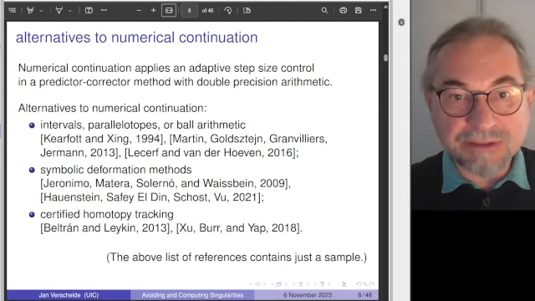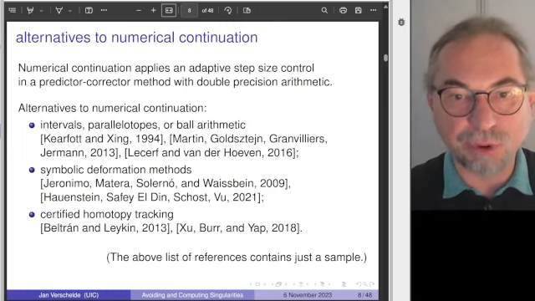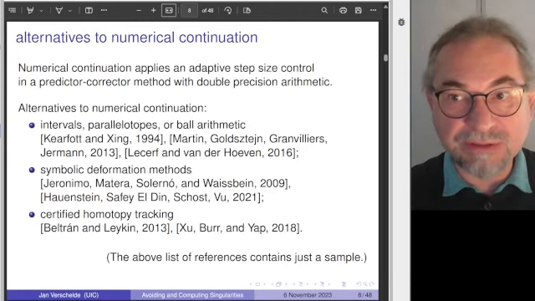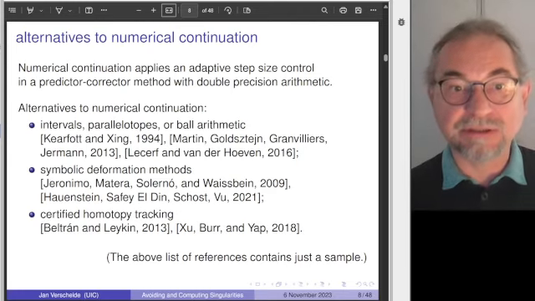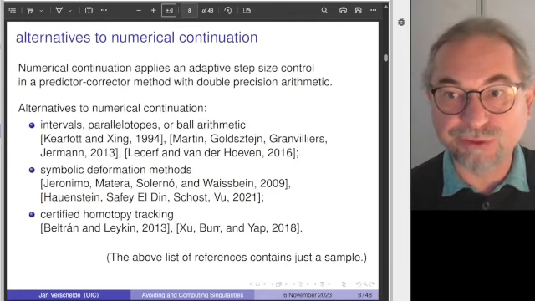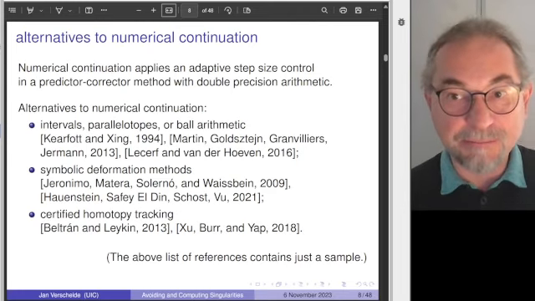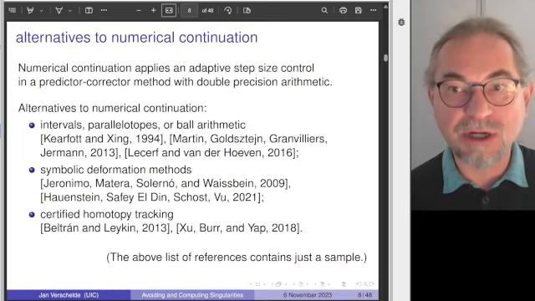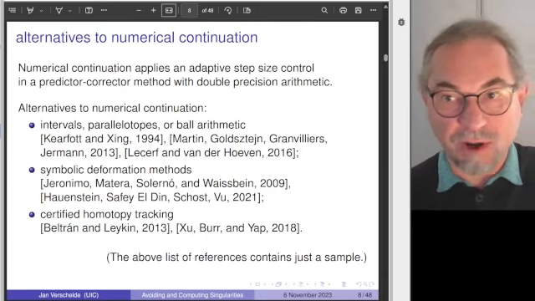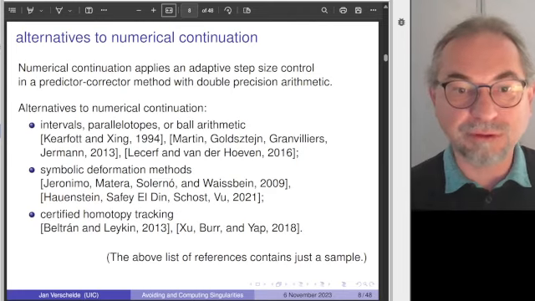There is interval arithmetic, there is parallelotope continuation, and then there is ball arithmetic. So there are three papers listed here. The second bullet, one can also consider symbolic deformation methods. And actually in the first reference there, the 2009 paper, this is where I first read about the Padé approximants that were used. So this is a symbolic-numeric computing seminar. So Padé approximants, they're well known and well used in numerical analysis, but they also appear in computer algebra.